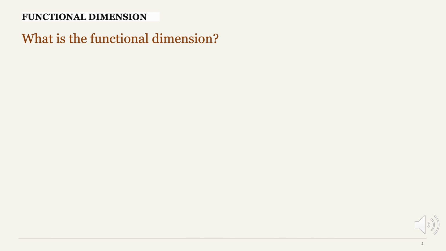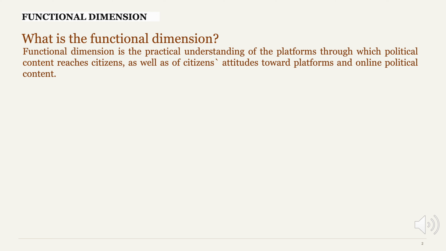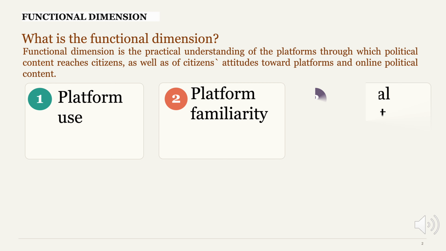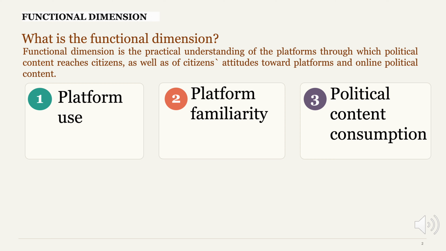The functional dimension begins when users stop simply scrolling and start asking, why am I seeing this and why does it matter? Functional digital literacy is, at its core, a practical skill. It's the ability to navigate digital platforms where political information appears. This includes knowing how to use platforms, understanding their main features, and recognizing the different forms of political content online.